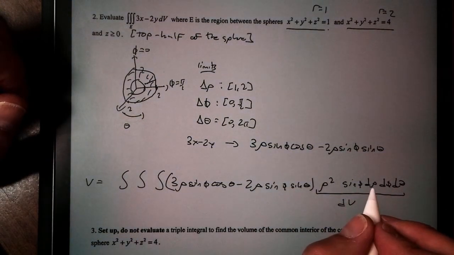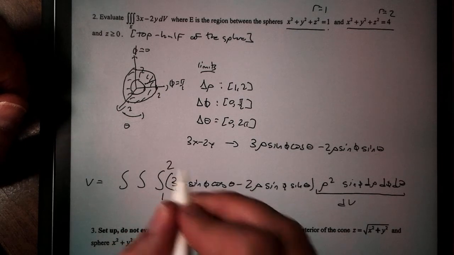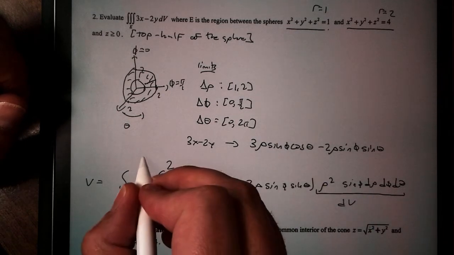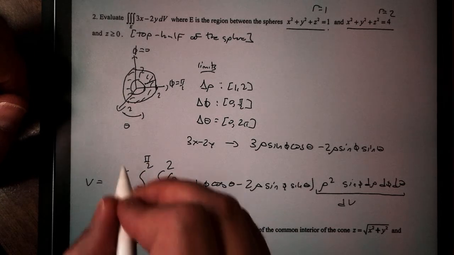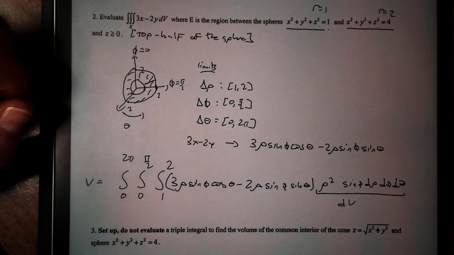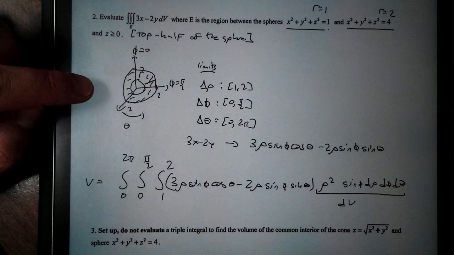Now d rho is 1 to 2. d phi is 0 to pi over 2. And theta goes from 0 to 2 pi. And that would get our volume right there. Quick and easy to do.